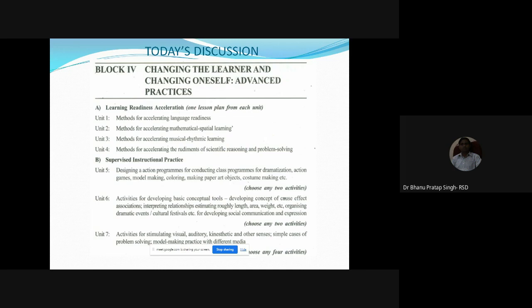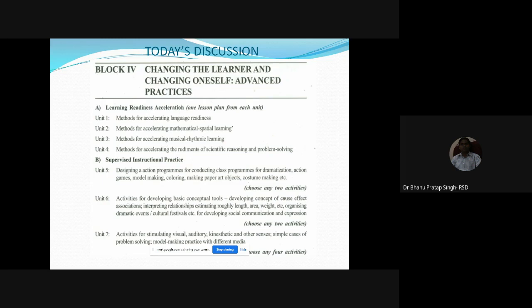In B part, supervised instructional practice, and there are 3 units. From each unit, we have to choose 2 activities. Unit 5, 2 activities. Unit 6, 2 activities. And Unit 7, we have to choose 4 activities. Means from section A, 4 activities are required, one from each unit. Section B, there are 8 activities we have to choose: from Unit 5 and Unit 6, 2 each, and Unit 7, 4.